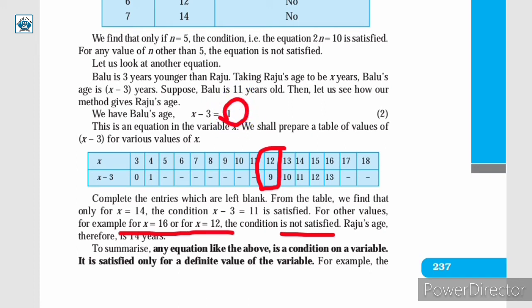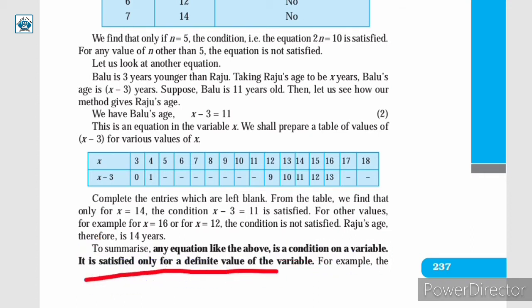But here on the right hand side we have 11. Similarly for x is equal to 16 we have 13, but again we need 11. So we only have one value, that is x is equal to 14, for which the equation is satisfied. So to summarize, any equation like the above is a condition on a variable. It is only satisfied for a definite value of the variable.